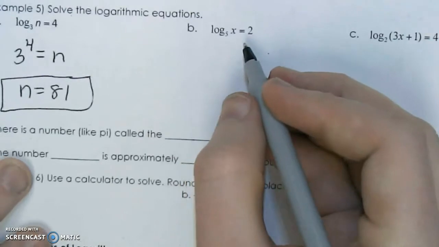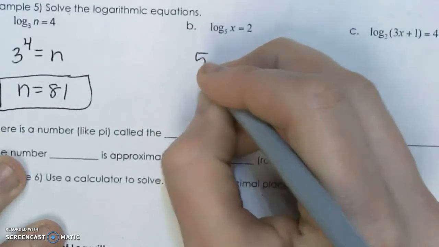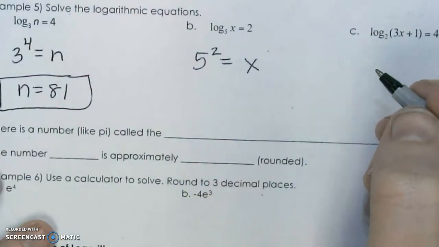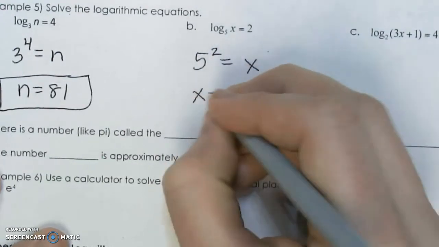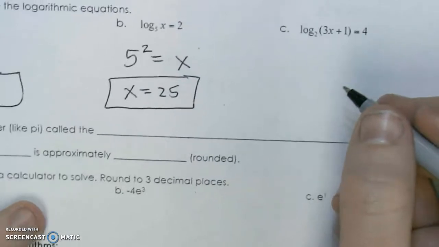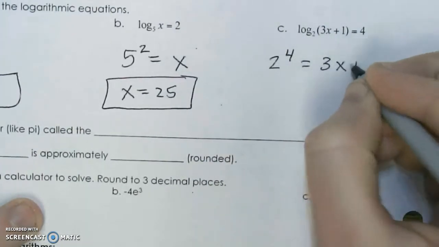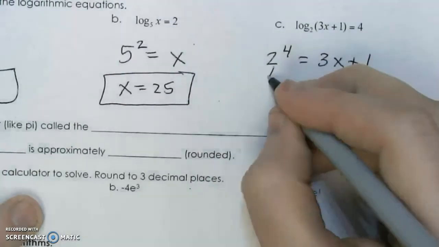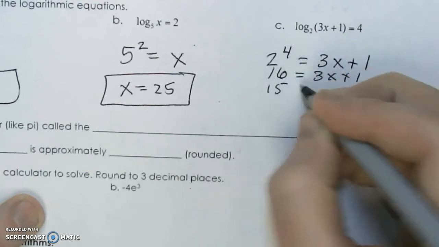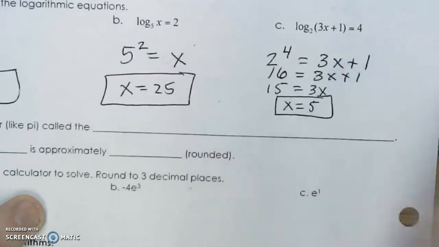Here, same thing. We're going to get x out of the log by changing it into exponential form. That'd be 5 squared equals x. And then x is 5 squared, so 25. Same thing here. We're going to change this to exponential form to get this 3x plus 1 out of the log. And then we get 16, subtract 1, divide by your 3. So x equals 5.